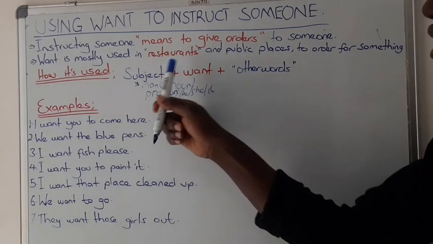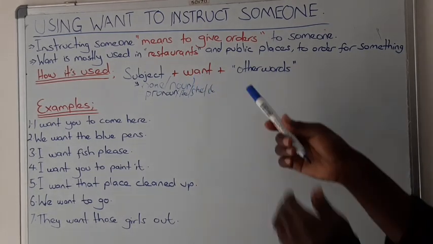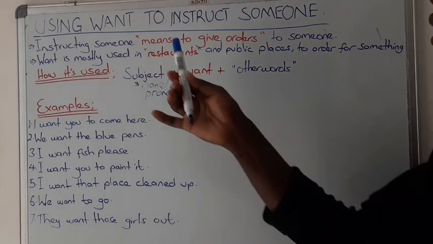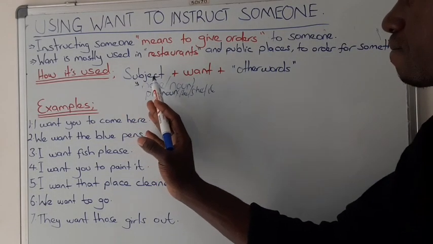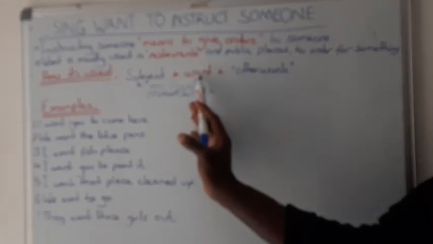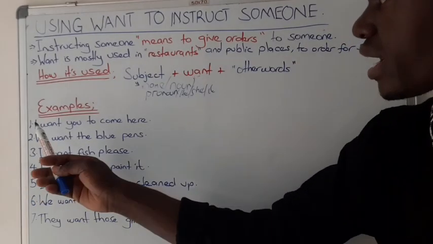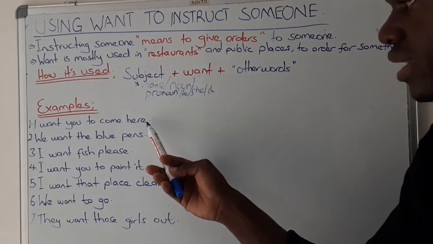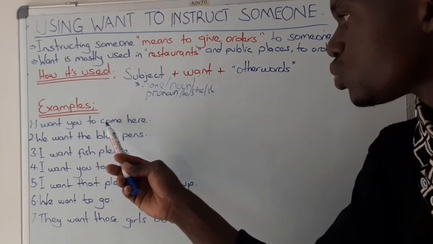So after writing the subject, you add the word want and other words that you are going to use. Once again, to use the word want to instruct someone, you start with the subject, add on the want and other words. Okay, let's see how this is done. Example 1: I want you to come here. You are instructing him to come. I want you to come here.